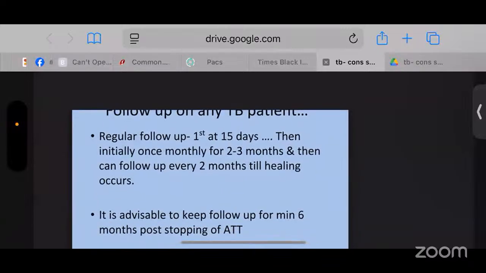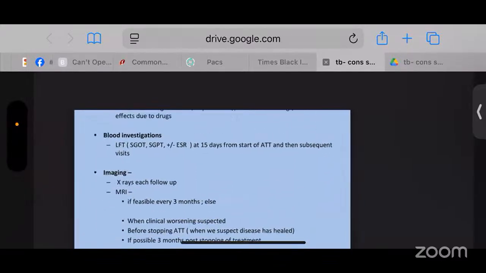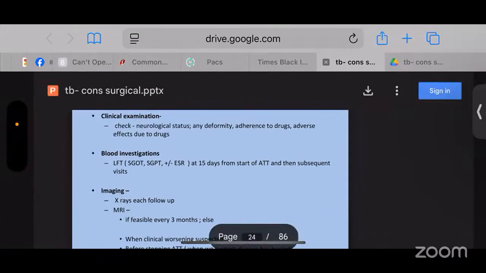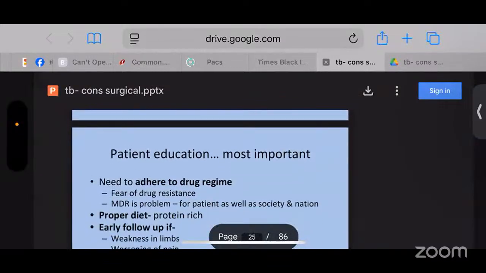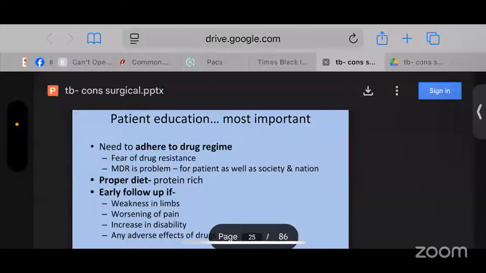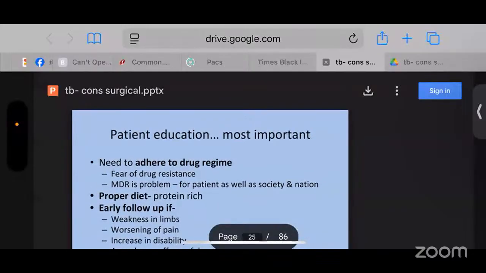Another important factor in non-surgical management is regular follow-up. The regular follow-up should be initially at 15 days interval with LFT, and after that every month for a minimum of 3 months, and then you follow up the patients till the patient is declared healed. During each follow-up, the patient should be examined clinically, the liver function test is to be done, and X-rays are to be repeated. Patient education, I have already informed.